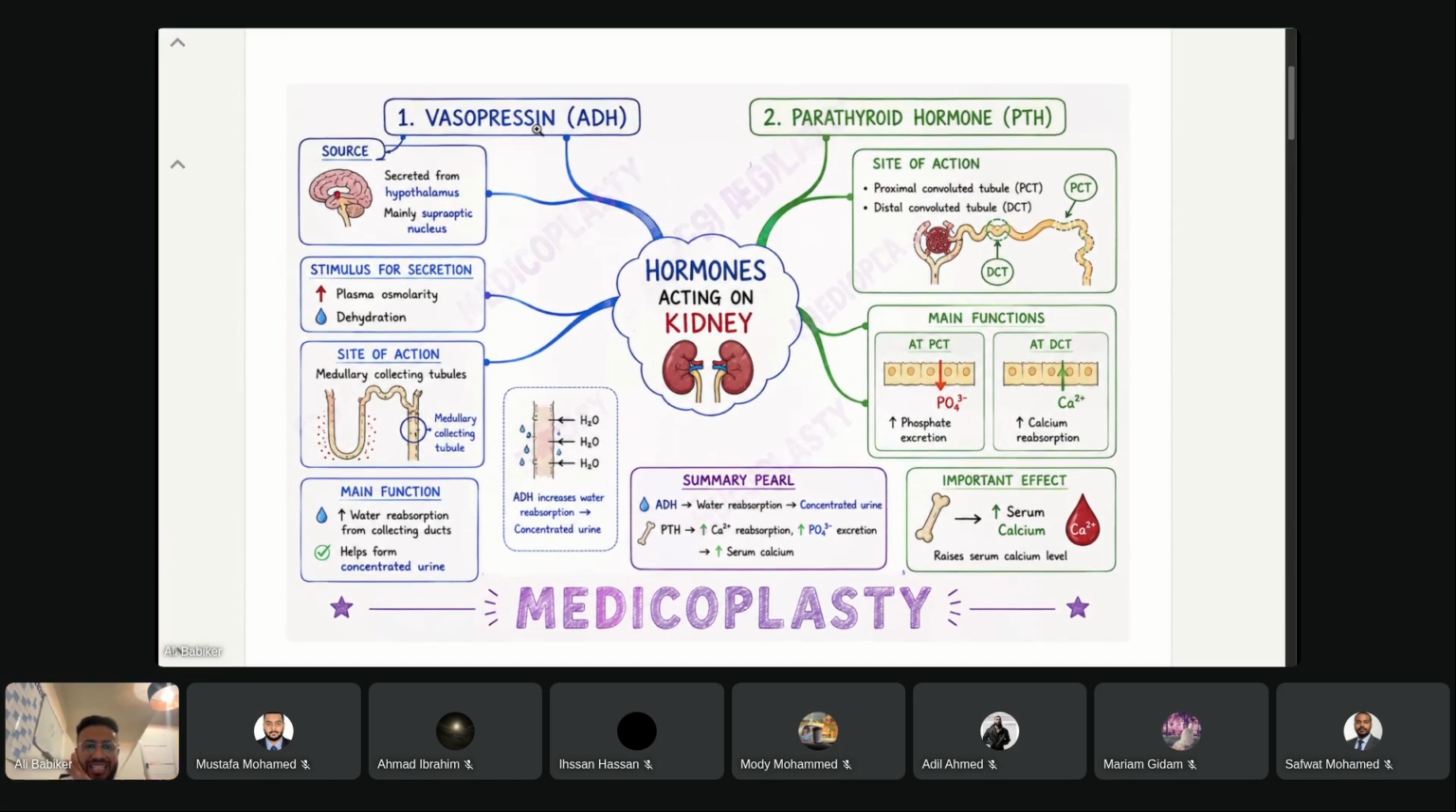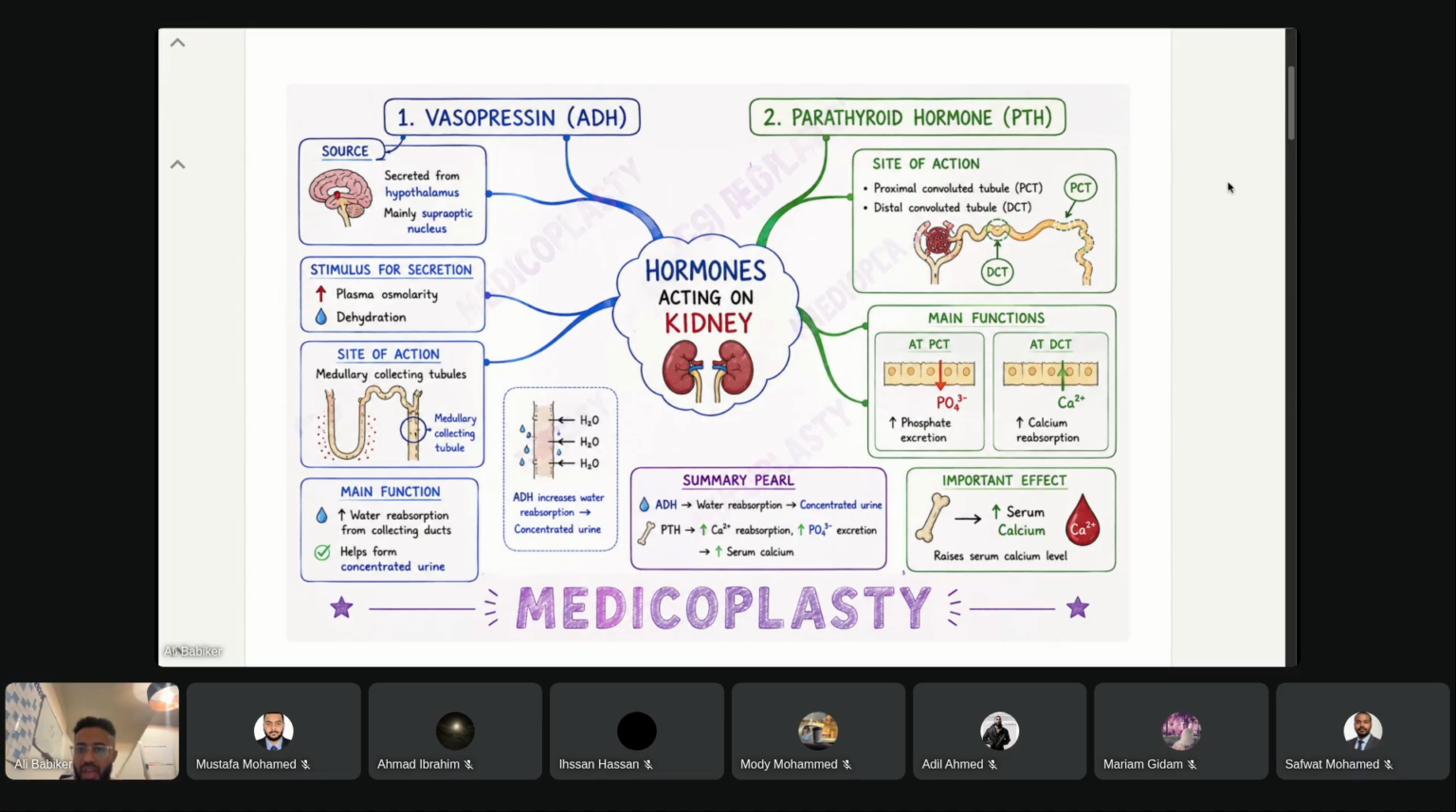Think about it: antidiuretic hormone. That's all you need to know. It prevents diuresis. It prevents the water from leaving the body. So it will reabsorb the water inside the tubules. ADH increases water reabsorption, and this will lead to concentrated urine. All right, this is the first hormone that affects the kidneys.